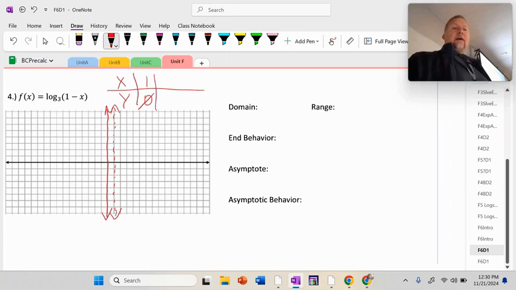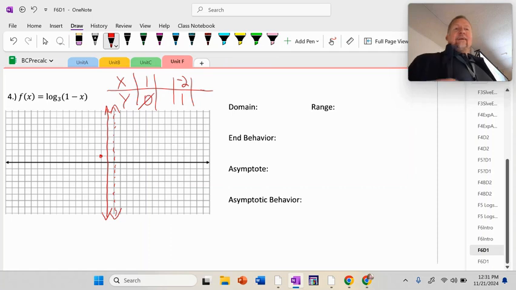Okay, and then 1, 2, 3. I want this to be 3 on the inside. What do I have to plug in to get 3 on the inside? -2. 1 minus -2 is 3. Log base 3 of 3 is 1. All right. -2, 1. All right.